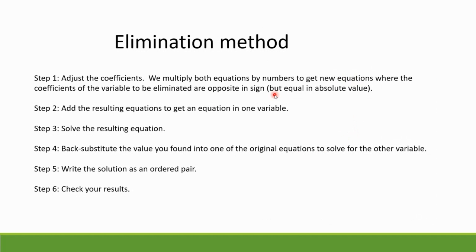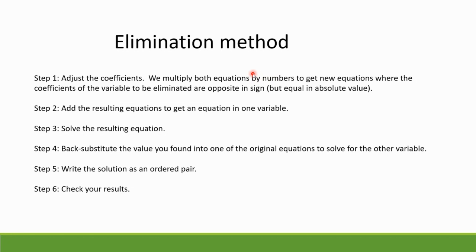When I say opposite in sign here, I just mean one of them could be like 2, the other one could be -2. I will demonstrate through examples, don't worry, but you want to multiply by numbers so that when you add the equations together, you kill off a variable. That's really the whole point. Same thing with the substitution method, right? There are different ways of achieving it by killing off a variable.